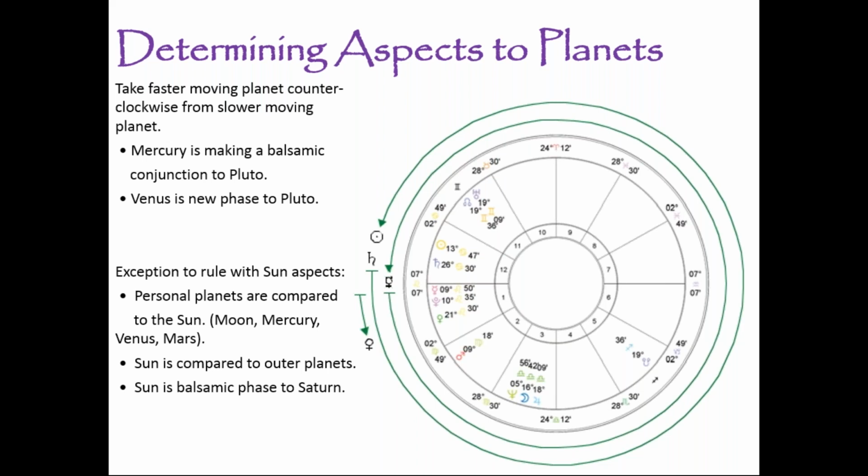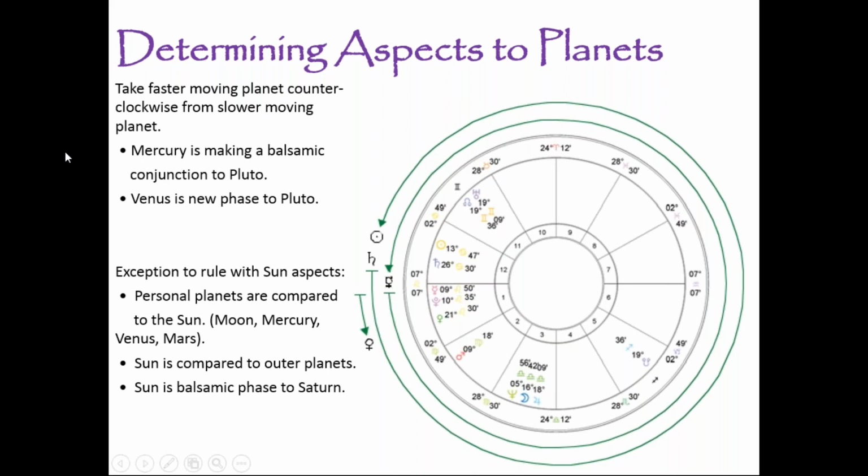Over time, as I have observed it from a geocentric or Earth-centered perspective, and as I have taught, as I have written and spoken forecasting for, I don't know, 20 years, I started comparing the sun to the outer planets. And so for me, I will compare Moon, Mercury, Venus, and Mars to the sun, but I will compare the sun to Jupiter, Saturn, Chiron on out.